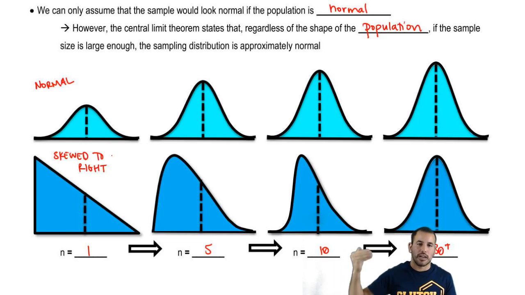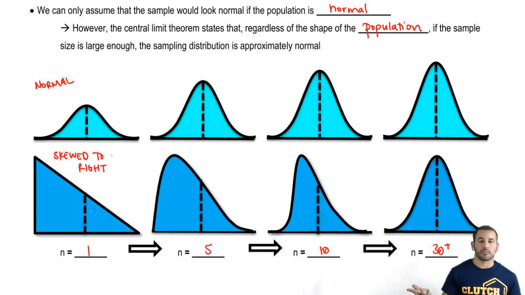So here now we get a sample size of 1, that's the population, and then as we increase the sample size, we see that the sampling distribution looks more and more normal. And so the basic rule for the central limit theorem is that regardless of the shape of the population, as long as you have a sample size that's greater than or equal to 30, you're good to go and you can assume that it's normal.